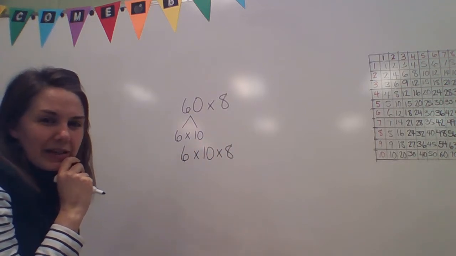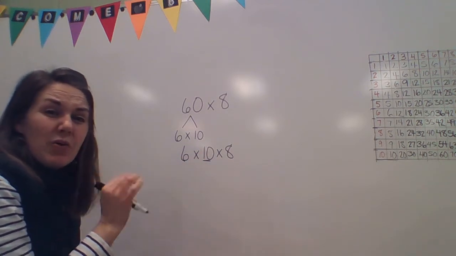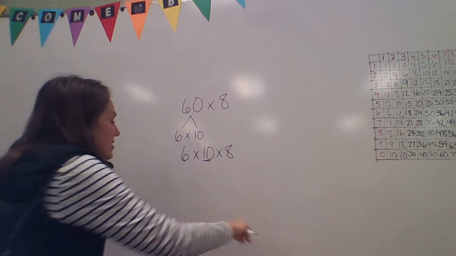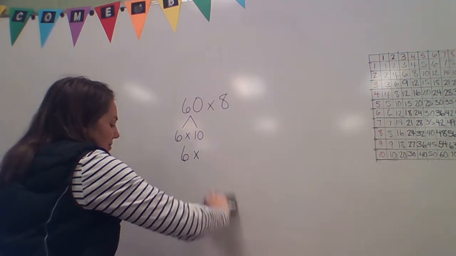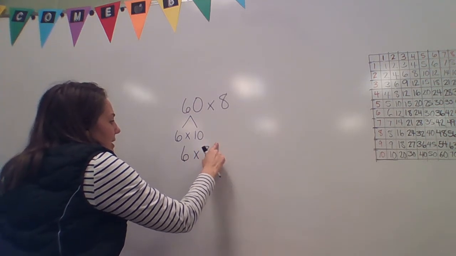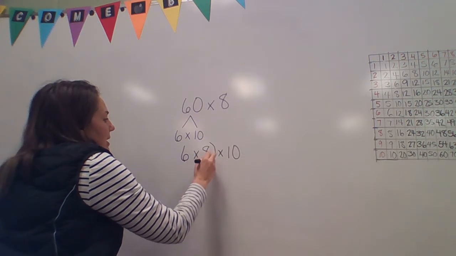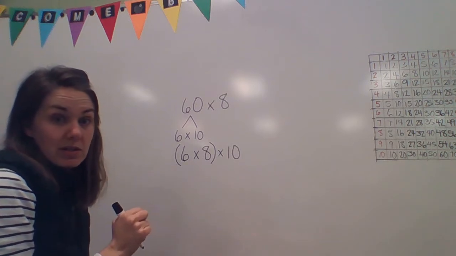But I still don't really like that because I really want my last step to be multiplying by 10 because I know how easy it is. I know I can just go ahead and add a 0 at the end. So I'm actually going to switch these two numbers around, and I can do that because of the commutative property. Now I'm writing it as 6 times 8 times 10. Now I'm going to group my 6 times 8 together first.